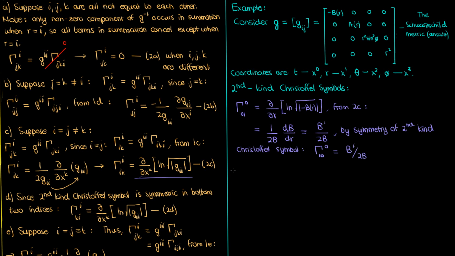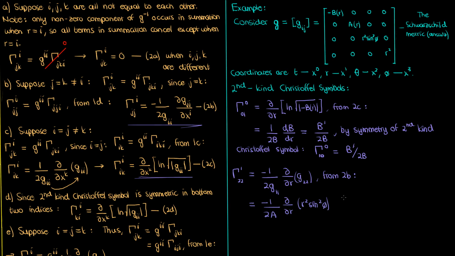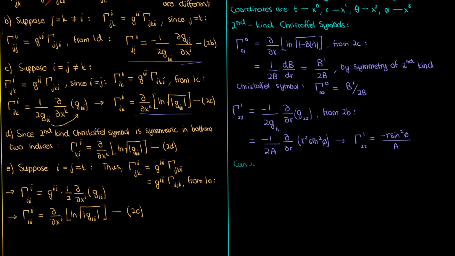We'll calculate another Christoffel symbol for this metric tensor, gamma super 1 sub 2,2. Based on the formula we found earlier, equation 2b specifically, this is how we would calculate this Christoffel symbol. Then if we plug in the metric tensor components, here's what we'll end up with. If we take the derivative now with respect to r and simplify, we end up with negative r sine squared phi over a. You can keep going and calculating the other Christoffel symbols. I won't do all the computations here because they're pretty simple plug-in calculations, but ultimately you only have 13 non-zero Christoffel symbols for the Schwarzschild ansatz.